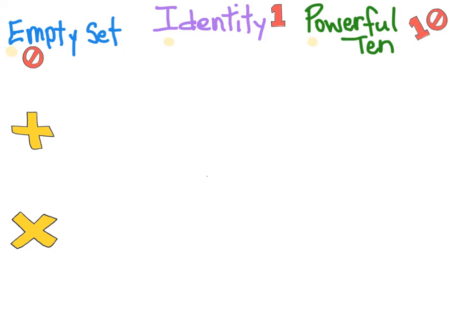Today we are going to talk about three properties, empty set, identity, and the powerful 10 that can help you with multiplication. Let's take a look at empty set. I have a couple statements up here. It says that any number plus 0 is equal to that number. It also says that any number minus 0 is equal to that number.